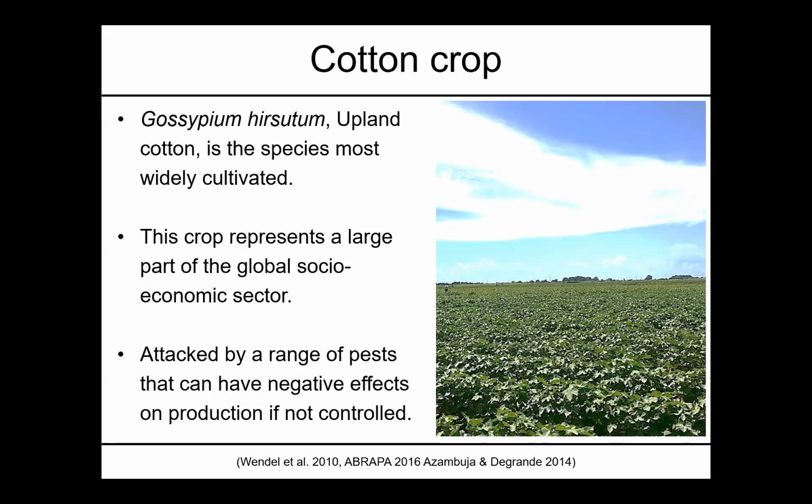As any other crops, cotton is attacked by a range of pests that can have negative effects on production if not controlled. So that's why the economic and ecological sustainability of cotton production is directly related to the efficiency of combating agricultural pests and minimizing adverse environment effects.